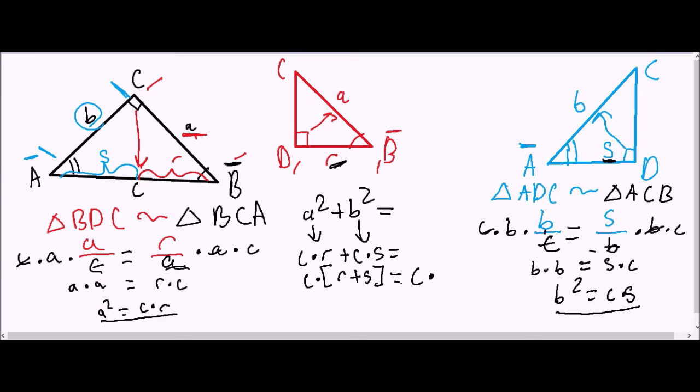Well, what is R plus S? If you look back to our diagram, we see that R plus S has to equal C. R was this portion of the line C, and S was the other portion of the line. So R plus S is equal to C. So we have C times C, and that is C squared. So in conclusion, A squared plus B squared is equal to C squared.